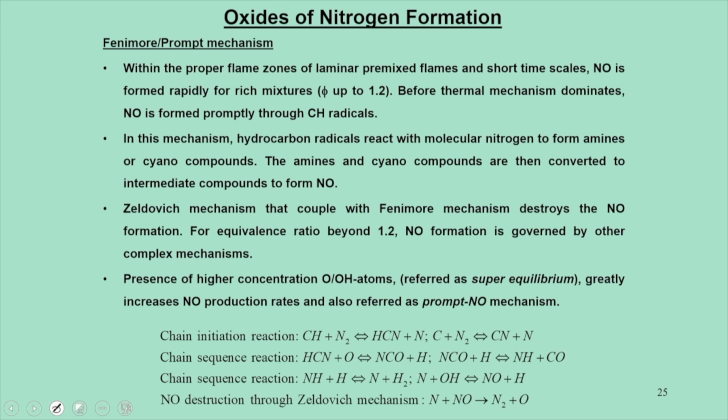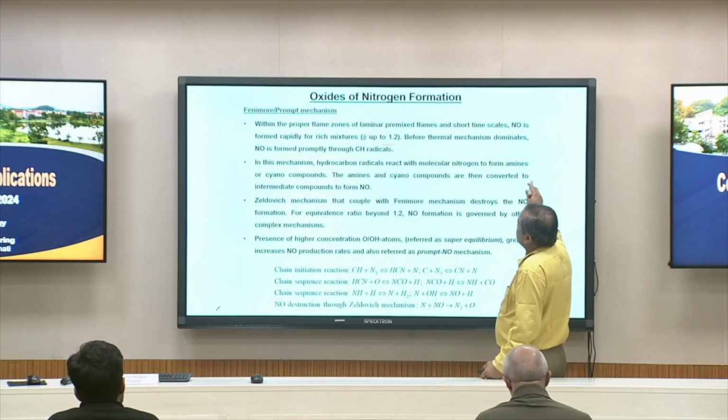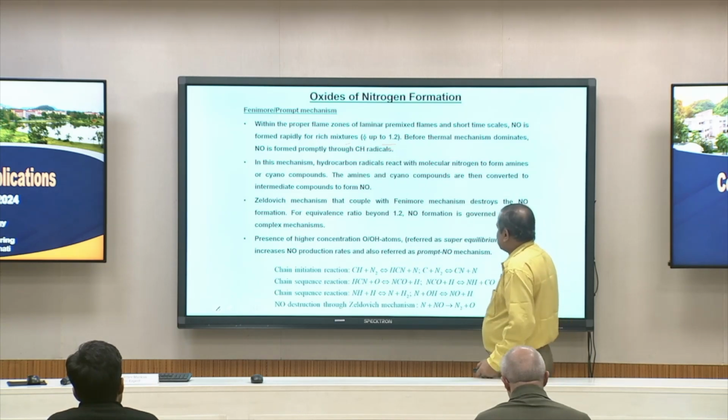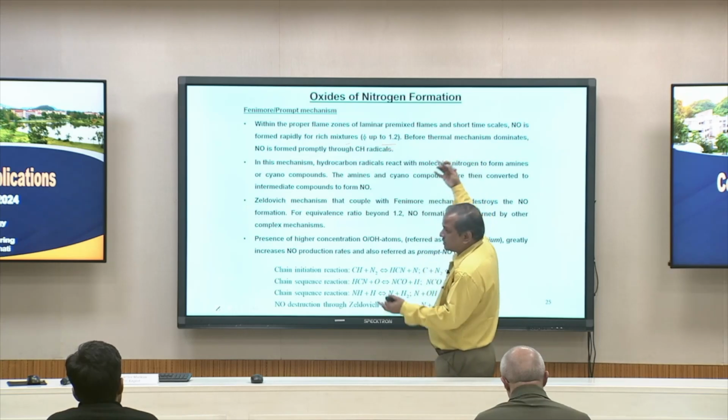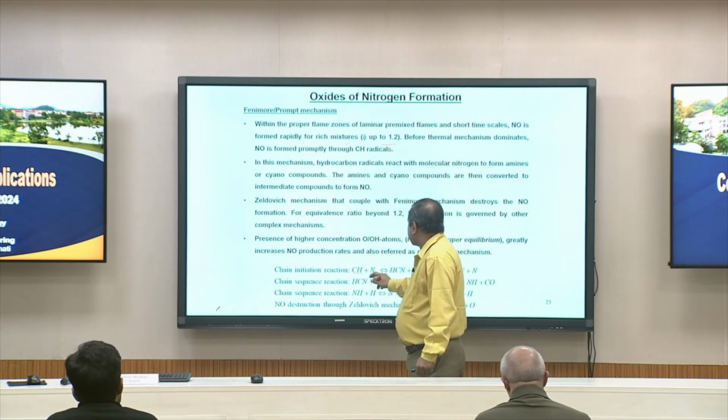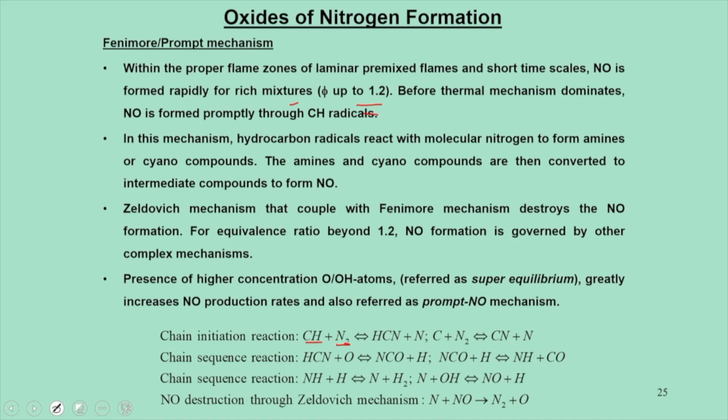And why the Fenimore or prompt mechanism? This talks about what happens during this mechanism. It is true for a short time scale and rich mixtures, phi up to 1.2. Before the thermal mechanism dominates, NO is formed promptly through CH radicals. Why is it so? Because during the initial reaction you may have CH. When there is N2 and it sees CH, it initiates the chain reaction and gives HCN plus N, and then there is a chain sequence of reactions.